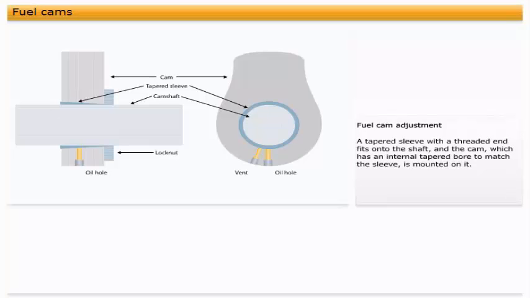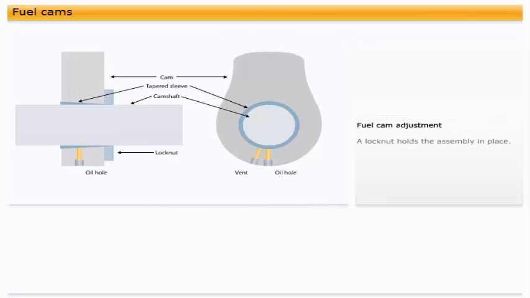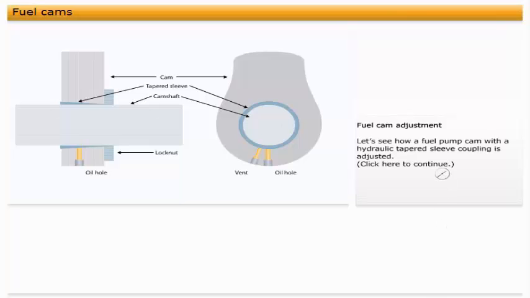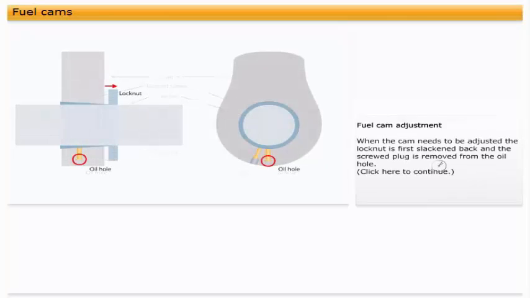A lock nut holds the assembly in place. The cam is provided with an oil hole, which passes from the outer surface to the inner bore. This is normally blanked off with a screwed plug. Let's see how a fuel pump cam with a hydraulic tapered sleeve coupling is adjusted. When the cam needs to be adjusted, the lock nut is first slackened back and the screwed plug is removed from the oil hole.